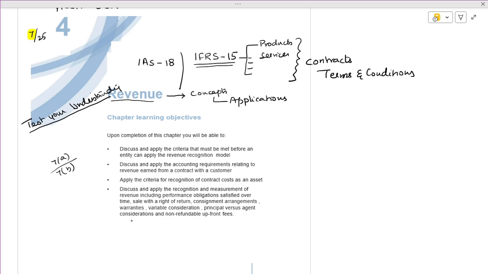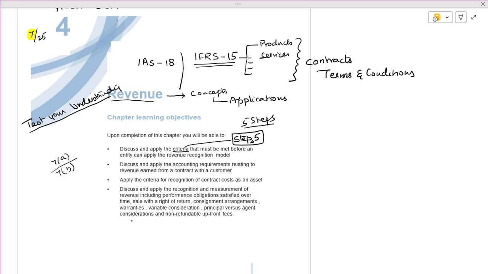We are going to discuss and apply the criteria. There is a specific criteria, and these criteria have 5 steps. I'll put it like this: there are 5 steps involved. These 5 steps you have to fulfill, then only can we apply IFRS 15.